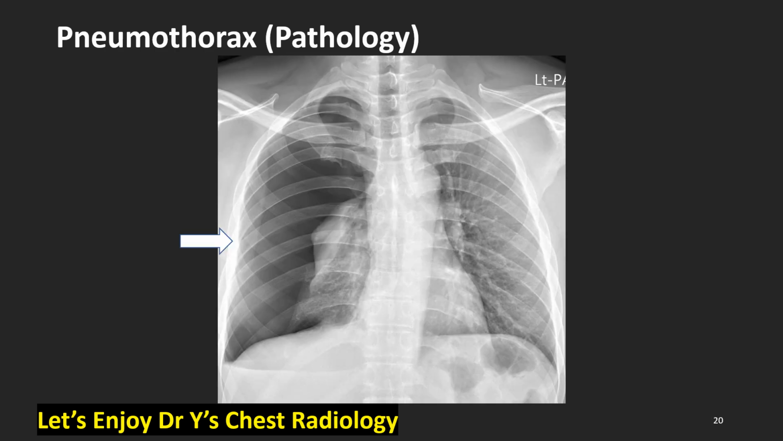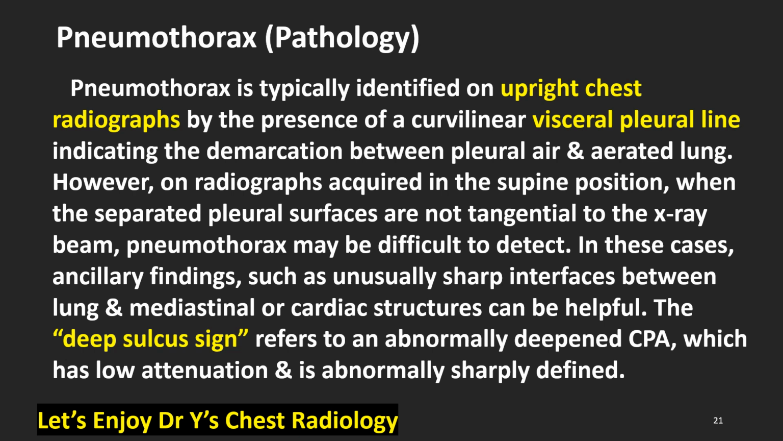Pneumothorax pathology. Arrow indicates tension pneumothorax in right lung. Pneumothorax is typically identified on upright chest radiographs by the presence of a curvilinear visceral pleural line, indicating the demarcation between pleural air and aerated lung.